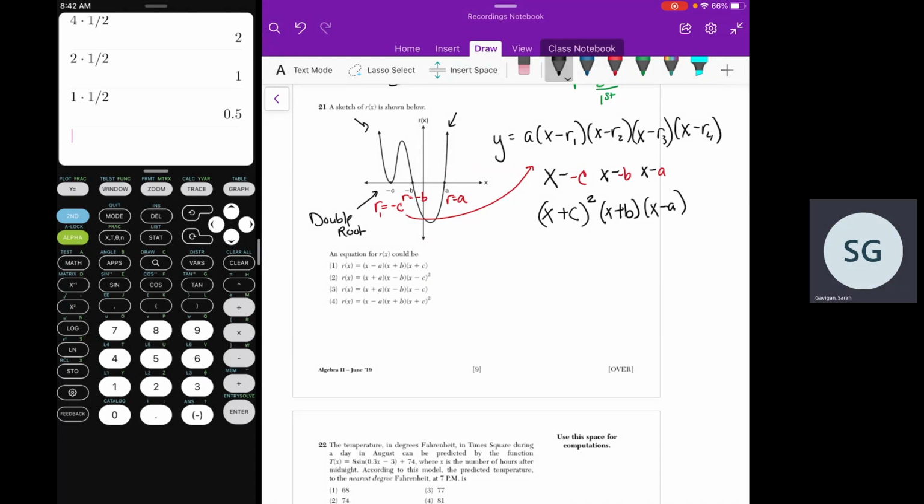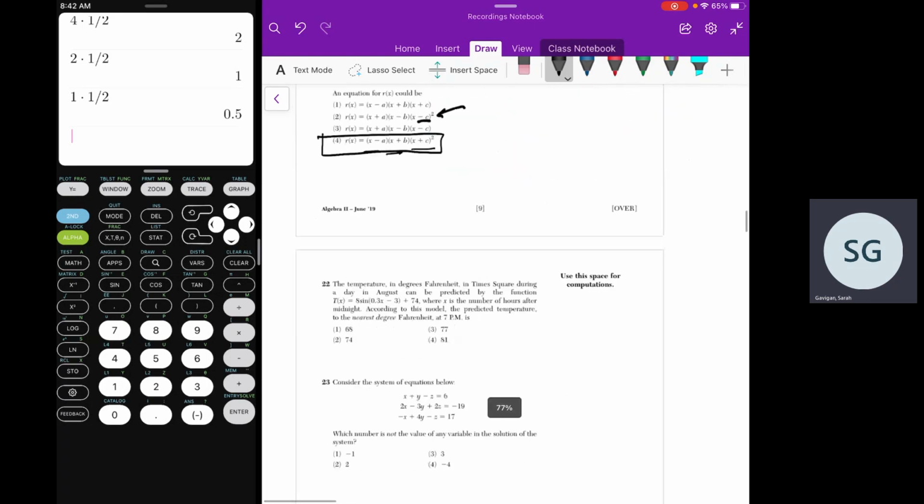All right, so we have an x plus c squared, an x plus b. There we go. Choice 4. But you can see how choice 2 is shiny because you see, ooh, negative c. You see negative c. You know it's a double root. Be careful about going too quickly.